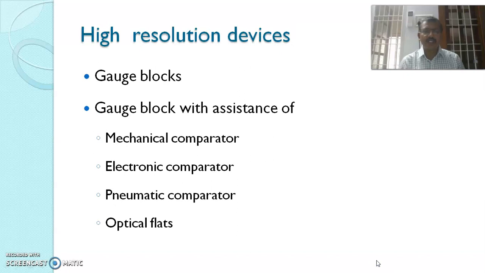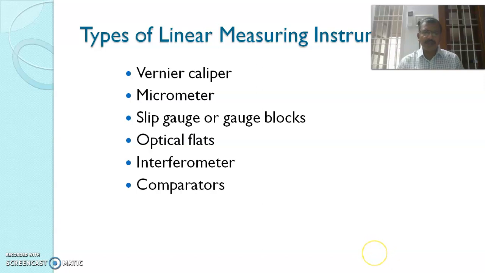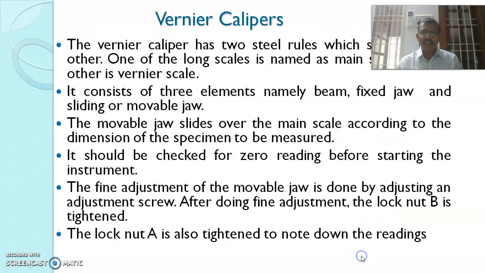High resolution devices: gauge blocks, which means slip gauges. Gauge blocks with the assistance of mechanical comparator, electronic comparator, pneumatic comparator, and then optical flats are the high resolution devices. They can measure very accurately. Then the types of linear measuring instruments: vernier caliper, micrometer, slip gauge or gauge blocks, optical flats, interferometers and comparators. These are the different types of linear measuring instruments.